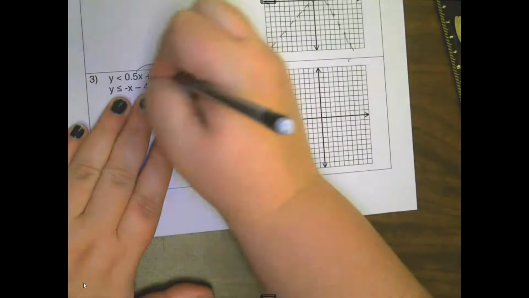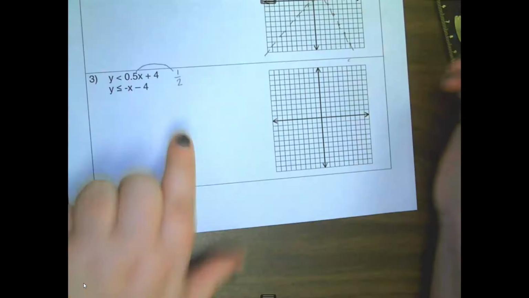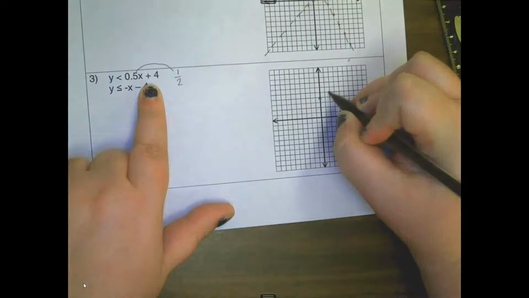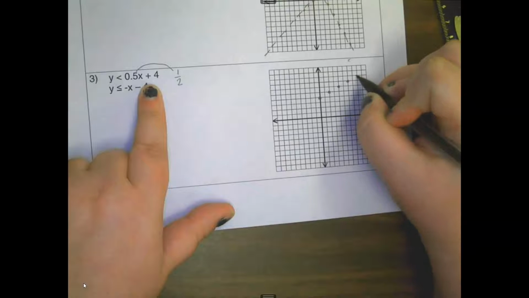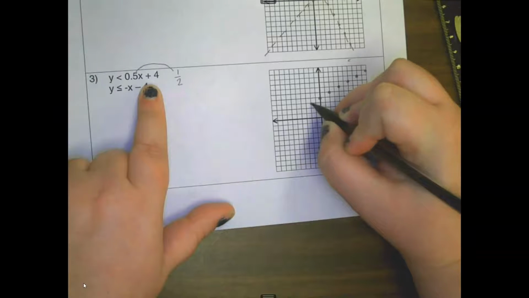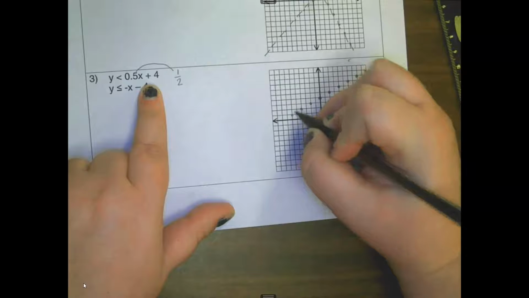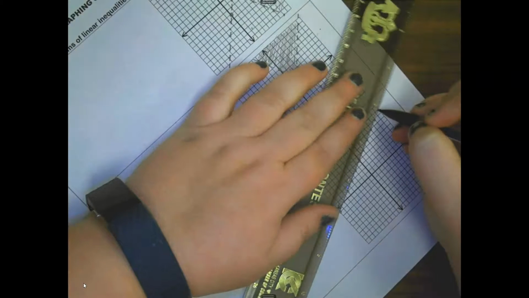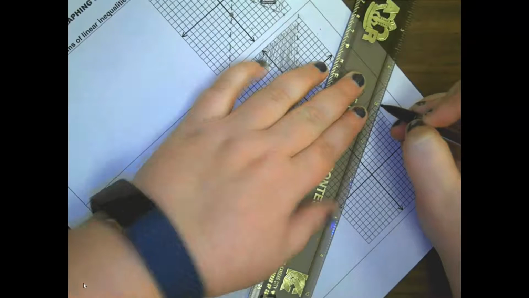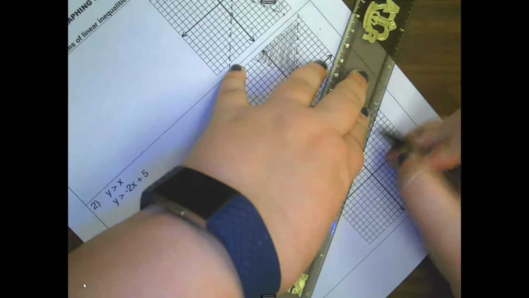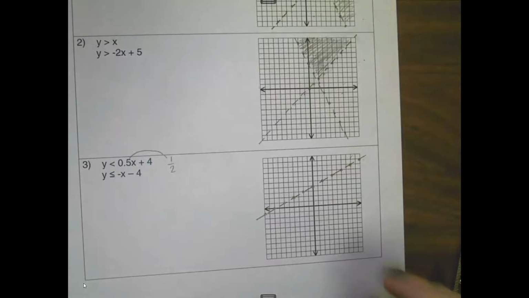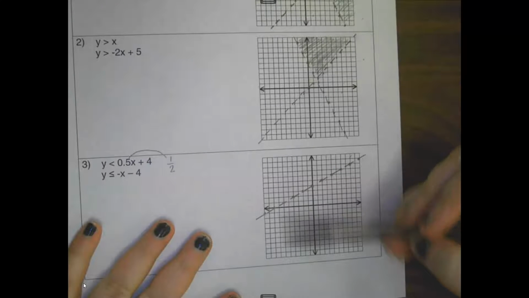Okay, remember this 1/2 here, that 0.5 is 1/2. So I'm going to start at 4, up 1/2. And it's going to be a dotted line. See, look at that. I checked before I actually did it this time. So we have a dotted line. And my y is less than, so I know I'm going to be going this direction.